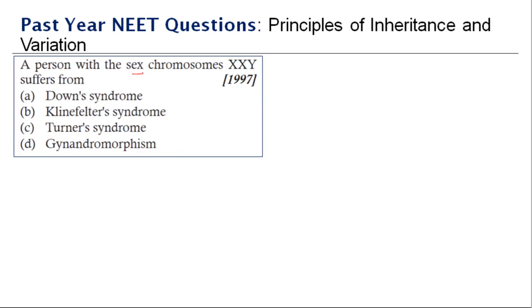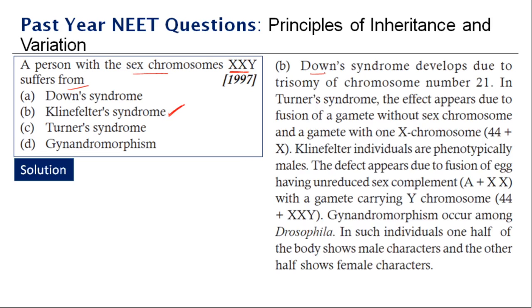A person with sex chromosome XXY suffers from... We have seen these kinds of questions multiple times and I think by now you remember all of these. A person with sex chromosome XXY suffers from Klinefelter's syndrome. Just for a quick revision, Down's syndrome develops due to trisomy of chromosome number 21. It is present in 3 copies. In Turner syndrome, what happens? The defect appears due to fusion of a gamete without sex chromosome and a gamete with one X chromosome. So the composition is 44 plus X.